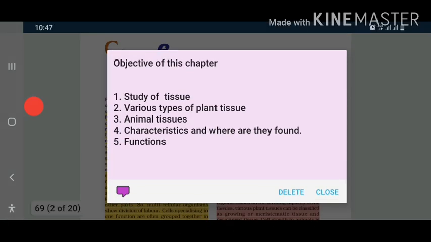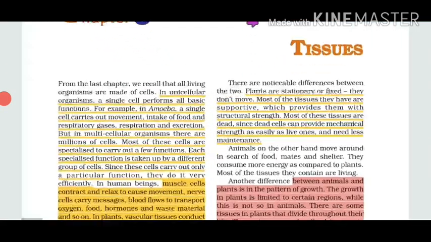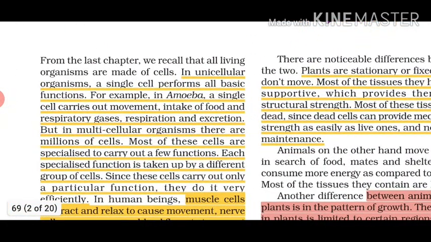Now let us study what are the objectives of this chapter. Study of tissue, various types of plant tissues and animal tissues, their characteristics and where the tissues are found, functions of different types of tissues. As we have studied, all organisms are made up of cells. In a unicellular organism, a single cell performs all basic functions, like in amoeba, a single cell is responsible for movement, intake of food and gases, respiration as well as excretion.